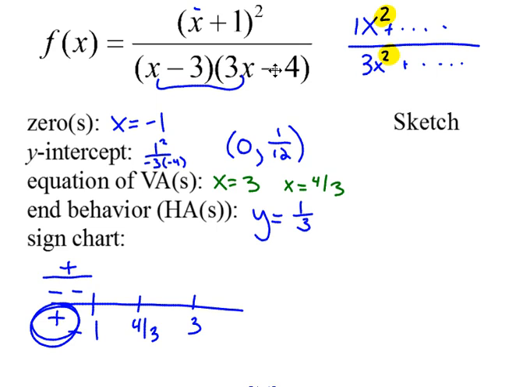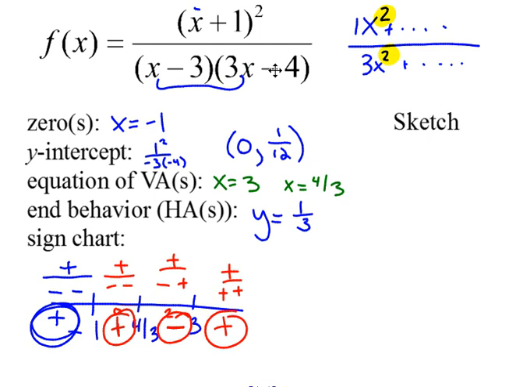Pick a number between negative 1 and 4/3, 0. So that would be positive always on top. 0 minus 3 is negative. 3 times 0 minus 4 is negative, so that results in a positive because there's 2 negatives. Now pick a number between 4/3 and 3, which would be 2. 2 plus 1 is positive. 2 minus 3 is negative. 3 times 2, 6 minus 4 is positive, so that results in a negative. Pick a big number, you're going to end up with a positive over a positive over a positive.